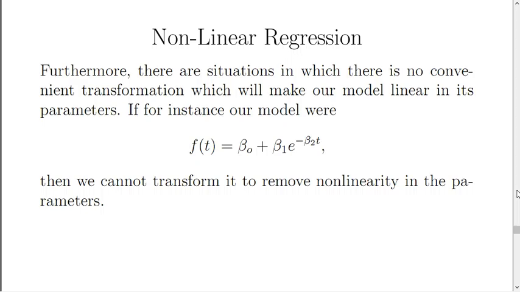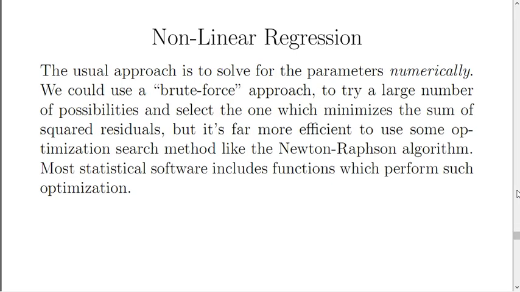Furthermore, there are situations in which there is no convenient transformation which will make our model linear in its parameters. If, for instance, our model were some constant plus an exponential decay, then we cannot transform it to remove nonlinearity in the parameters. The usual approach is to solve for the parameters numerically. We could use a brute force approach, try a very large number of possibilities and select the one which minimizes the sum of squared residuals. But it's far more efficient to use some optimization search method, like the Newton-Raphson algorithm. Most statistical software includes functions which perform such optimization.